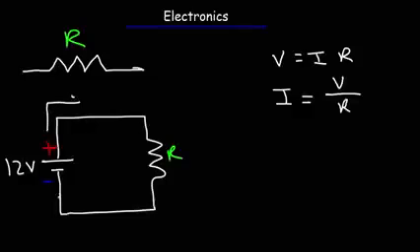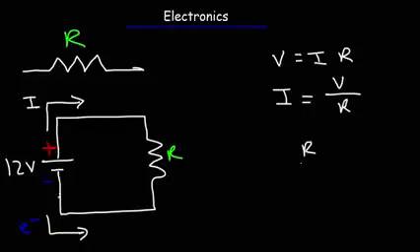Conventional current is going to flow from the positive terminal of the battery through the resistor back to the negative terminal of the battery. Conventional current flows from a high potential to a low potential, but in actuality, electrons flow in the other direction, from the negative terminal to the positive terminal. So that's really what's happening in this circuit. Electrons are the charge carriers. They're the ones that are moving through the metallic conductor.